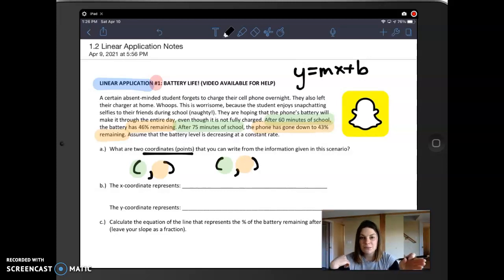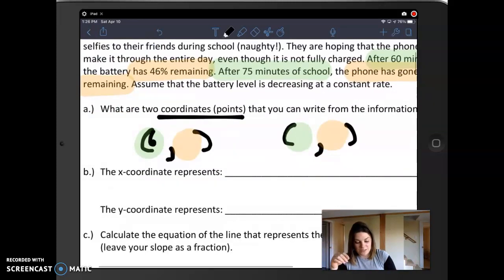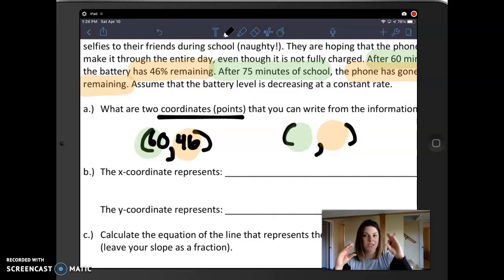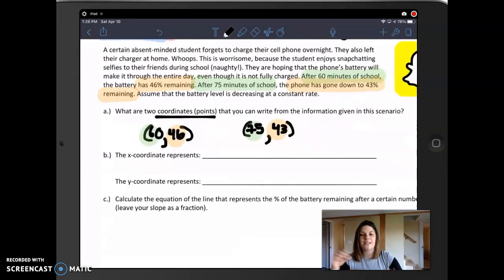It says after 60 minutes of school, the battery has 46% remaining. So what that means is that after 60 minutes of school, we have 46% battery left. So it's like a snapshot of a moment in time. 60 minutes belongs to 46%. And then this says after 75 minutes, we have 43%. So again, it's like a snapshot in time. It gives you an X value and a Y value. It represents what's going on at that very moment.